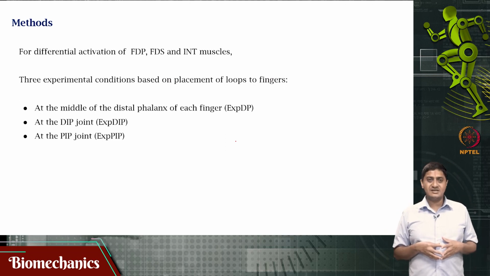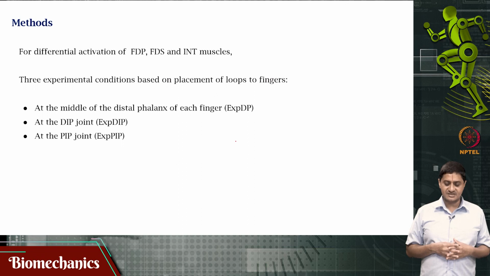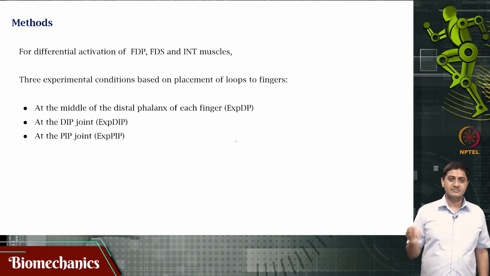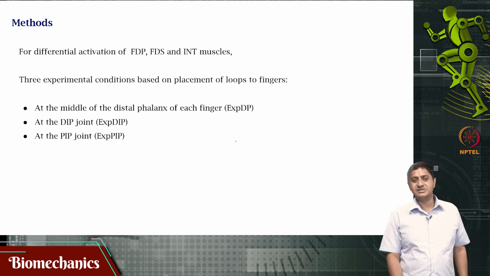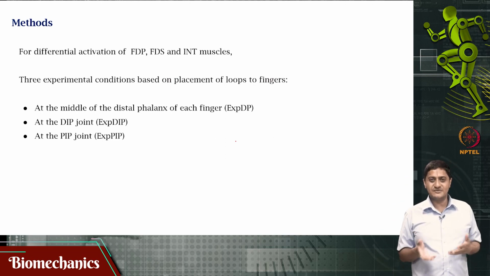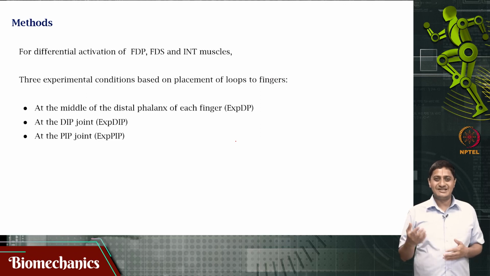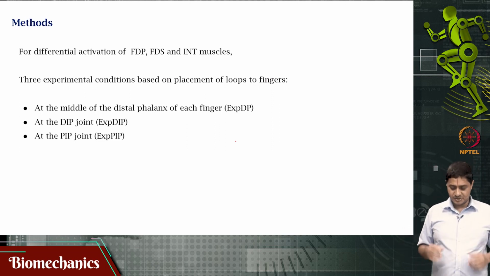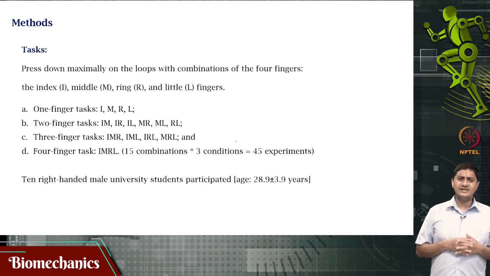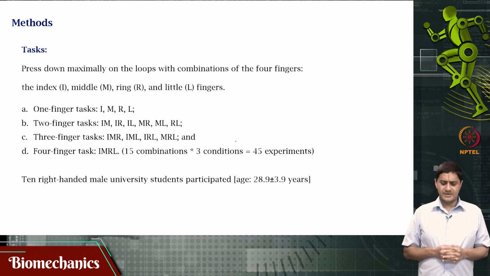I can place the finger such that the middle of the distal phalanx of each finger is going to contribute to force, or at the DIP joint, or the distal interphalangeal joint, or at the PIP joint, the proximal interphalangeal joint. Depending on that, different muscles will contribute, and I can study differential muscle contributions to enslavement. This is the idea, or how the muscles differently contribute to this process. That's the idea. They had 10 right-handed university participants in this study.